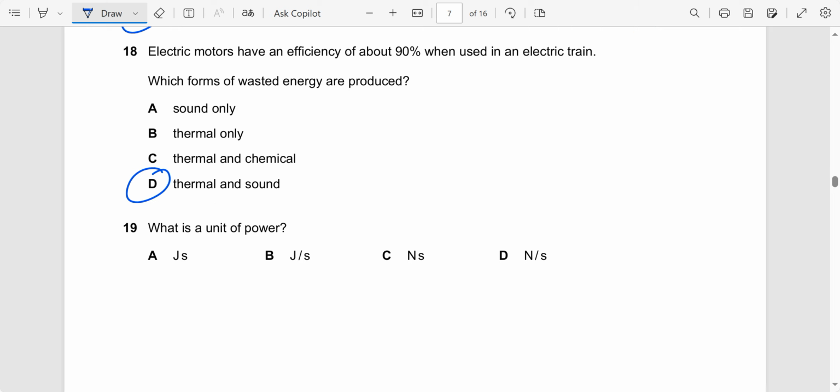What is the unit of power? Power is energy over time, so that's joule per second.